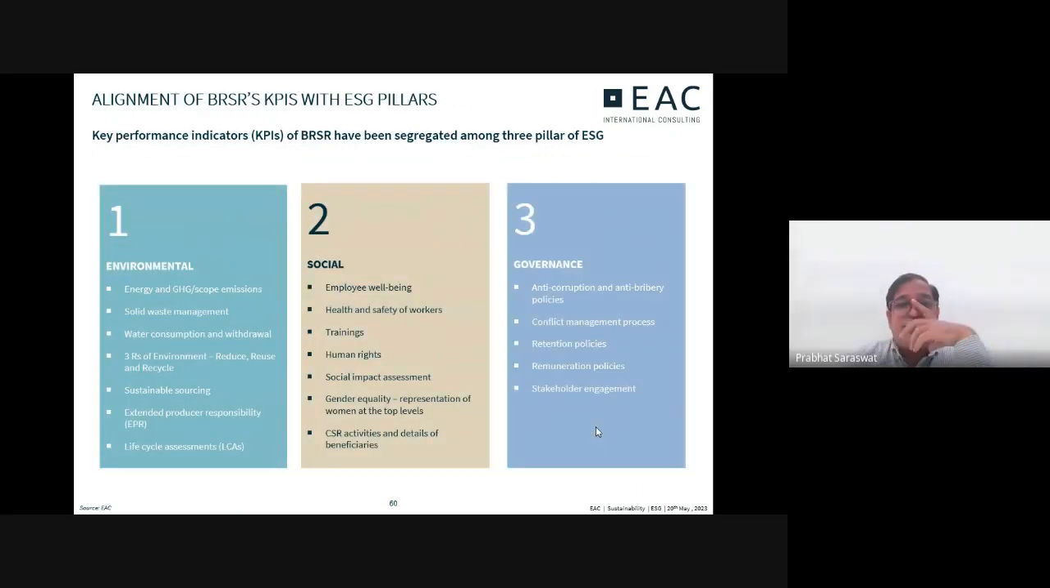So these we can correlate under the ESG 3 pillars, of each activity, or you can say the activities covered under the principles. So that can be captured under the 3 pillars.